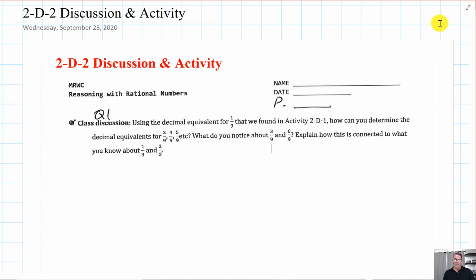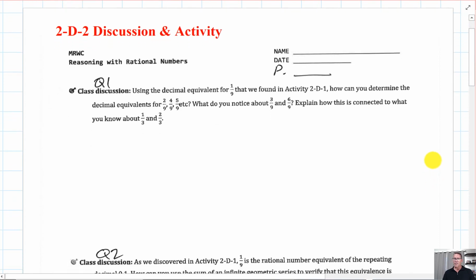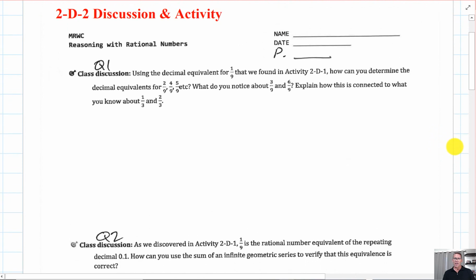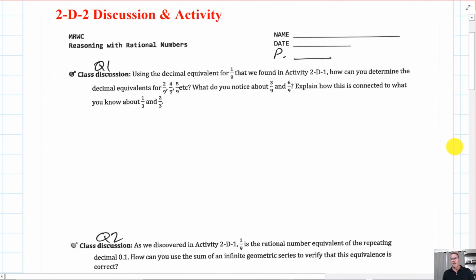We're going to get into a discussion on activity 2D2 to get you ready for that activity. We're going to take some of the results that we learned in activity 2D1, so you might want to have that handy, and amplify on that and go further. We'll also connect those results with prior knowledge from Algebra 2, geometric sequences and series. So let's pull in what we know about 1/9 from the previous activity.